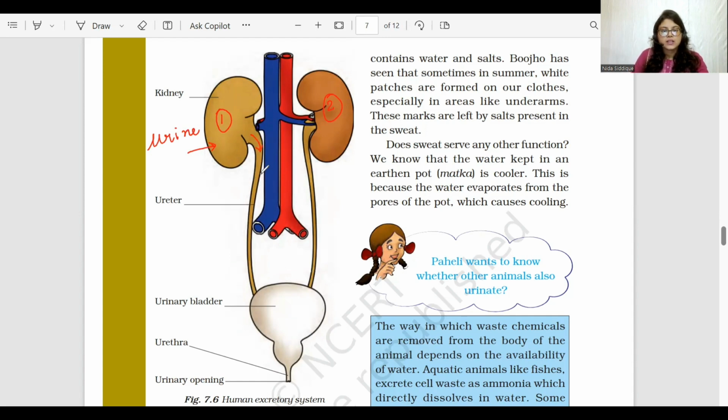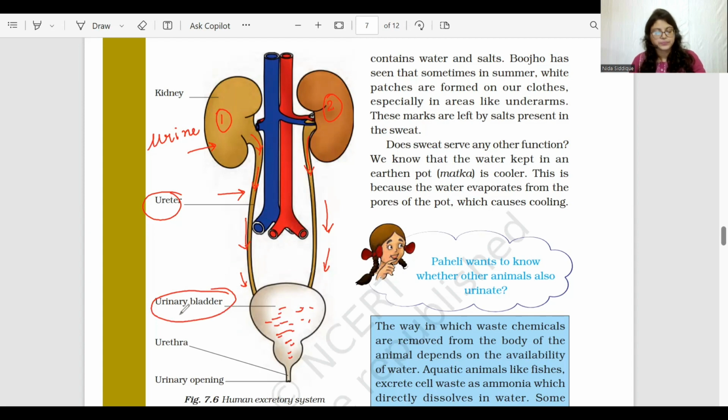This urine is then collected and it comes through the ureter. Okay, this is the ureter, which is a tube-like structure, and it is collected in the urinary bladder. Okay, ये जो bag-like structure है, this is the urinary bladder. And whenever we have the urge to pass urine, it is removed out of the body from this muscular structure, which is called urethra. Okay, so these are the basic components of our excretory system, which includes kidneys, a pair of ureters, urinary bladder, and urethra.